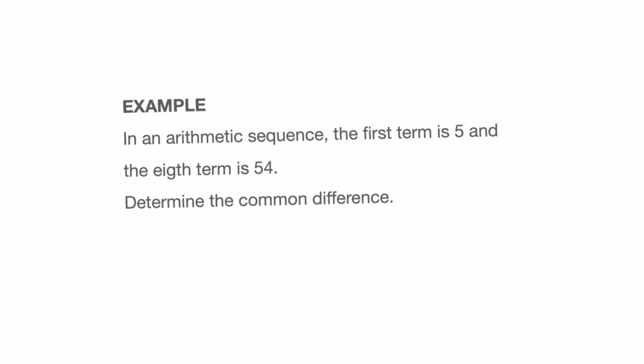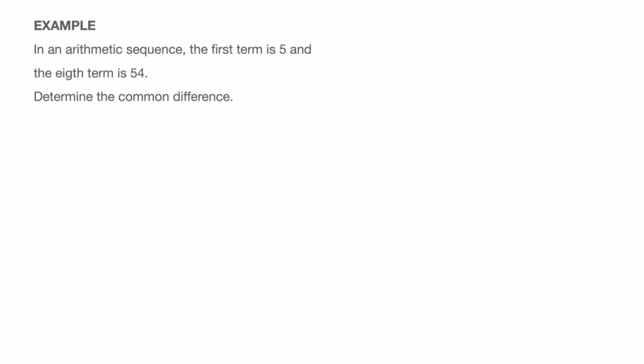I'll move this question to the side, like so. And as I always do, I'll go ahead and write SOL for solution. In this question, we're told in an arithmetic sequence, the first term is 5 and the eighth term is 54. And we need to determine the common difference. Okay, well, the first thing I'd like to draw your attention towards here is that we're clearly told that the sequence that we're dealing with is an arithmetic sequence.